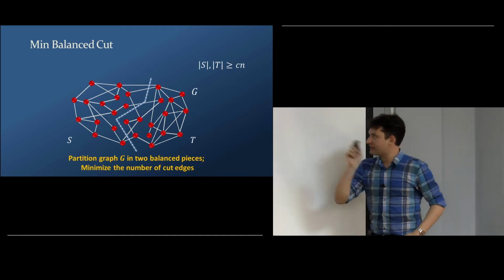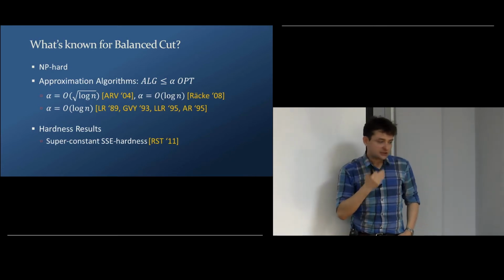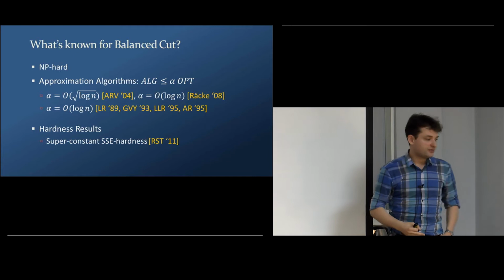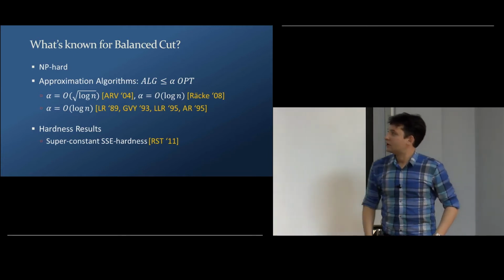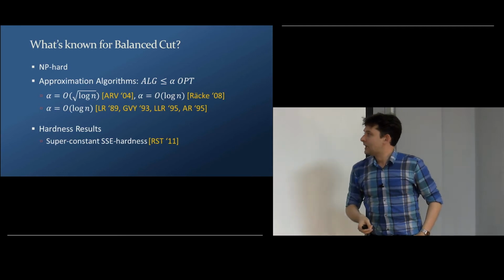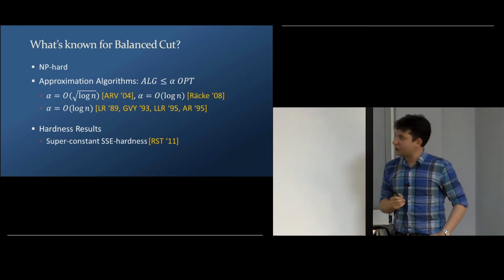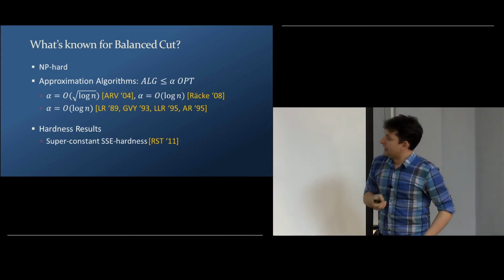OK. So this is the problem we want to solve. So what is known about it? This is the classical optimization problem. It's one of the problems that Karp showed to be NP-hard. So we can't solve it exactly. There is a lot of research on approximation algorithms for this problem.